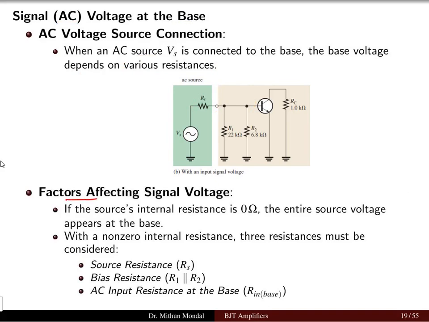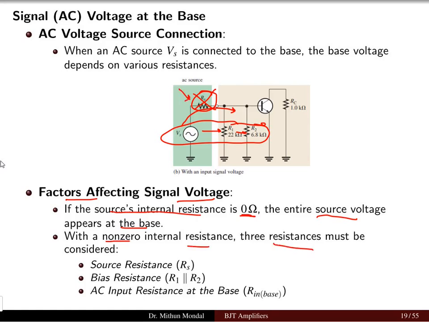The factors affecting the signal voltage: if the source internal resistance Rs is 0 ohm, the entire source voltage will appear at the base. All the voltage we get will be at the base circuit, because the voltage at the base will appear at R1 and R2 as well as the base. These all come in parallel and there will be no drop across Rs. With non-zero internal resistance, meaning some value is there for Rs, three resistances must be considered. We have to consider the resistance of the source, the bias resistance, which is the parallel combination of R1 and R2, and also the AC input resistance at the base.